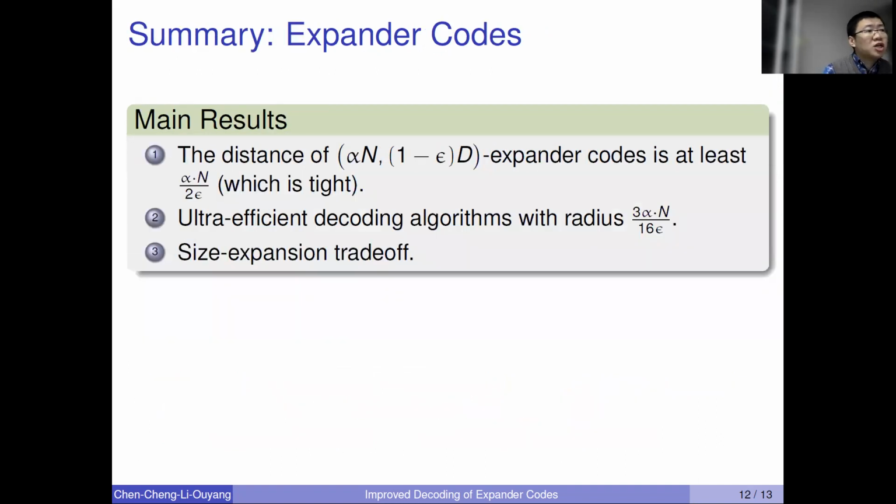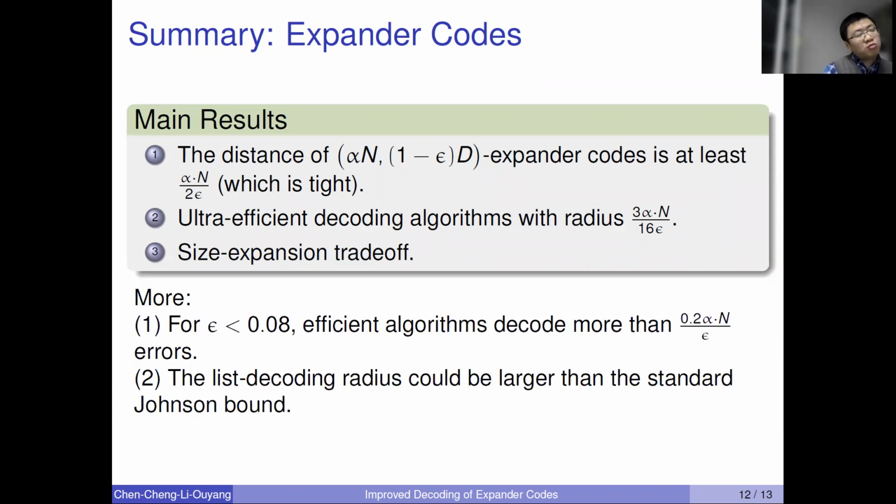Let me summarize what we did here. So our main results are that the distance of expander codes is at least alpha n over 2 epsilon, which is tight if we only have the expansion guarantee. So then we provide ultra efficient decoding algorithms with radius 3 alpha over 16 epsilon, but just for epsilon less than 1. And we also have a new ingredient called size expansion trade-off, which may be of independent interest.